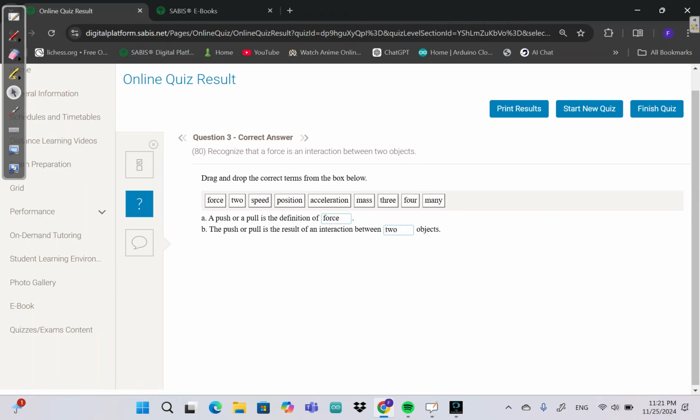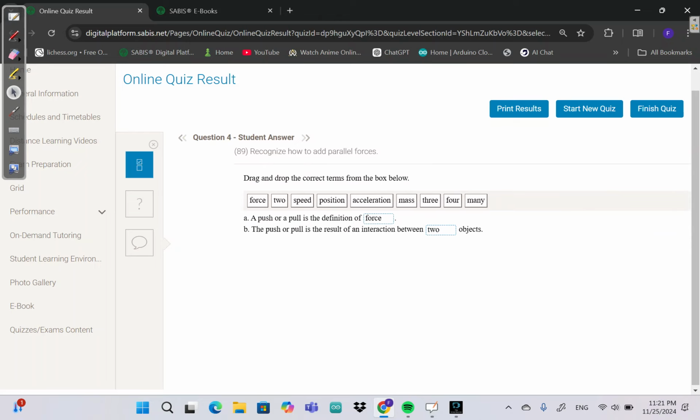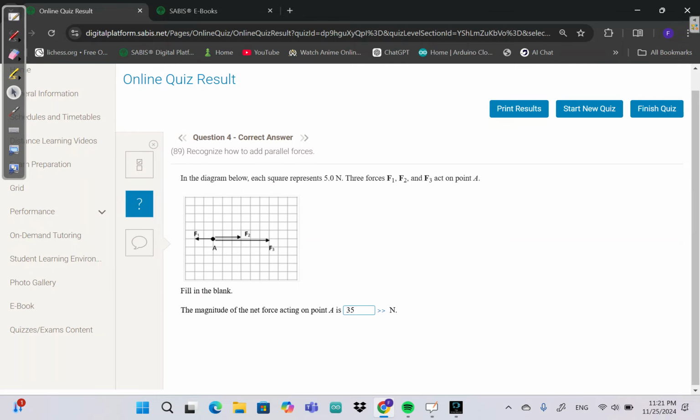Okay, question 3. A push or a pull is the definition of a force. This is just memorization, and a push or a pull is the result of an interaction between two objects, which is basically the definition of a force. It's an interaction between two objects. Okay, on to question 4.